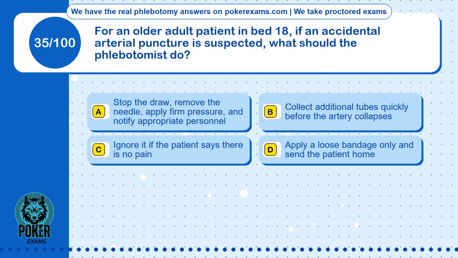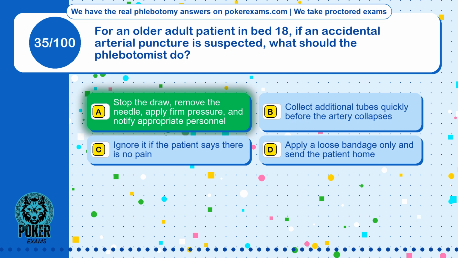Question 35. For an older adult patient in bed 18, if an accidental arterial puncture is suspected, what should the phlebotomist do? Option A. Stop the draw, remove the needle, apply firm pressure, and notify appropriate personnel. Option B. Collect additional tubes quickly before the artery collapses. Option C. Ignore it if the patient says there is no pain. Option D. Apply a loose bandage only and send the patient home.